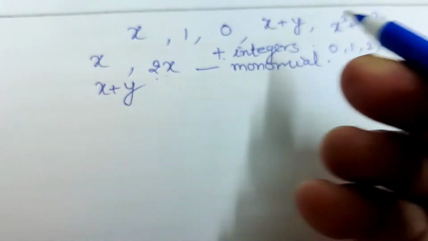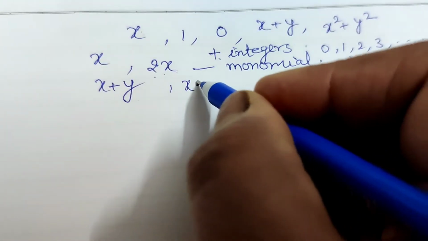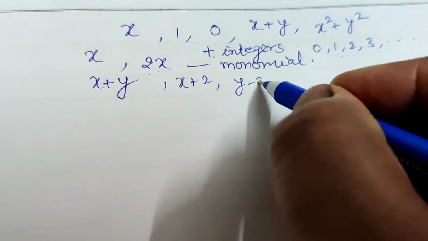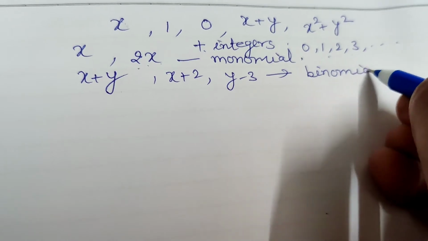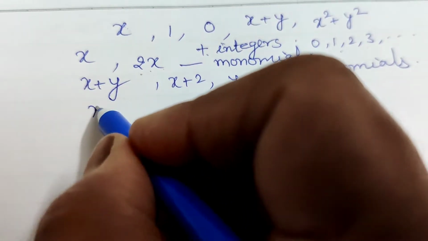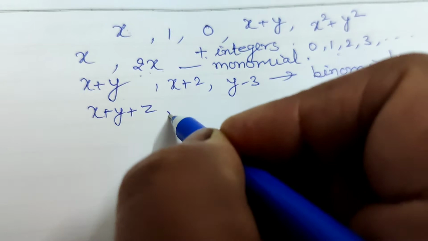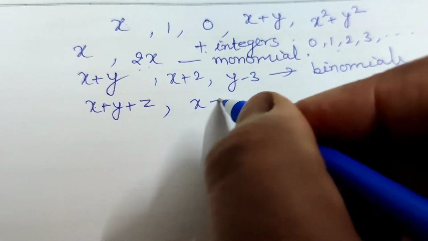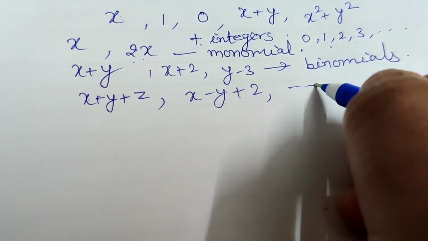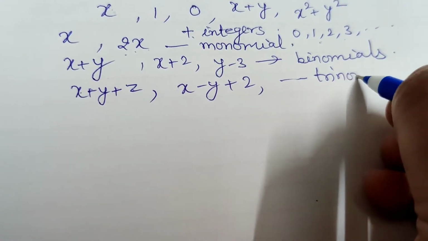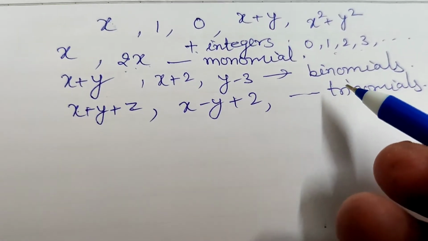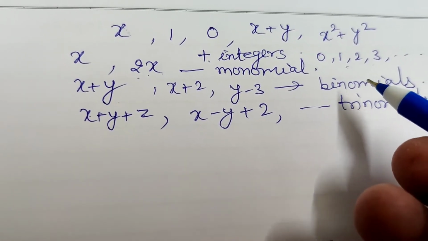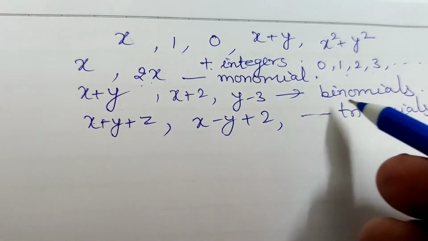And a polynomial which contains two terms, like x plus y, x plus 2, y minus 3, all are binomials because they contain two terms. And with three terms, like x minus y plus 2, these are trinomials. And with four terms, quadratic polynomial. Okay? A polynomial is always written in the standard form.